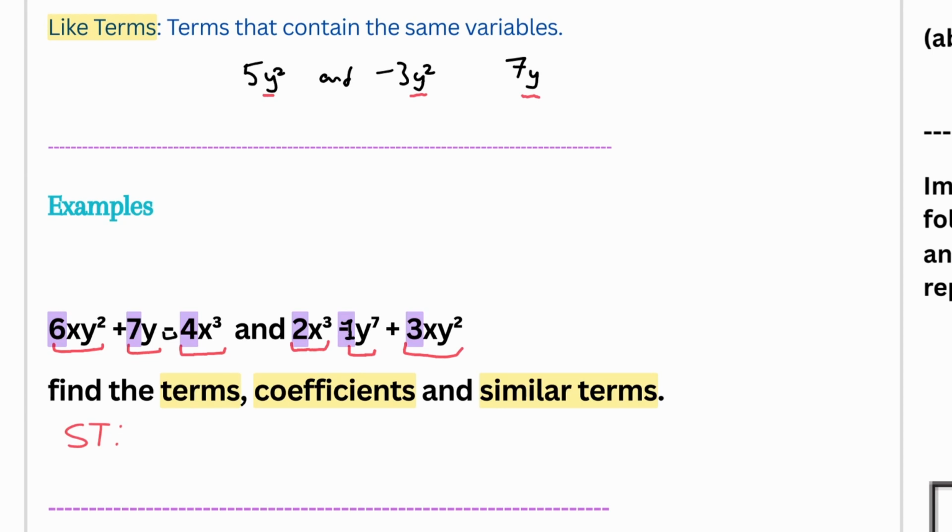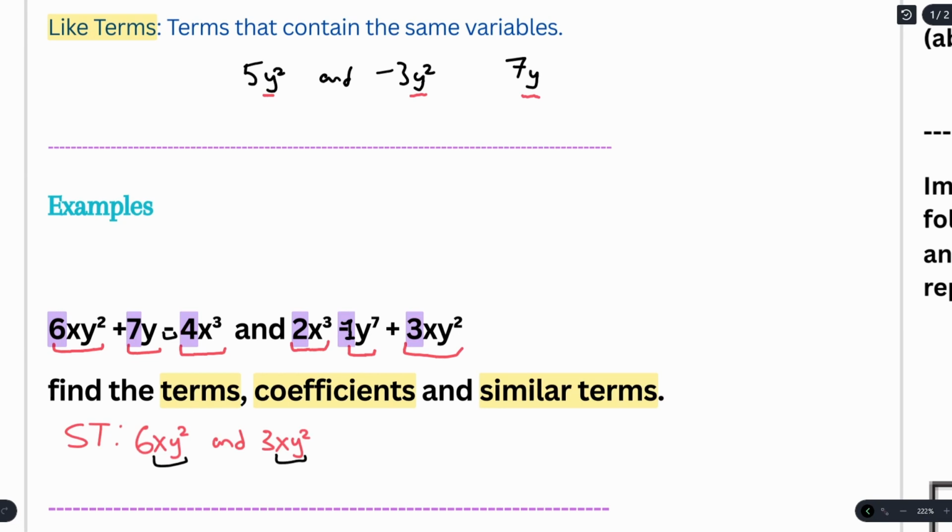6xy cubed. So we're looking for another term that also has xy cubed. Not on the second, not on the third. Let's go to the other expression. Not the first one, not the second one. Yeah, the third one, right? They're both, so both 6xy squared and 3xy squared. Both of them have xy squared, right? That's why they're similar terms.